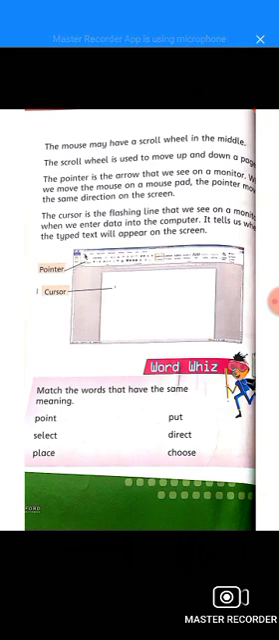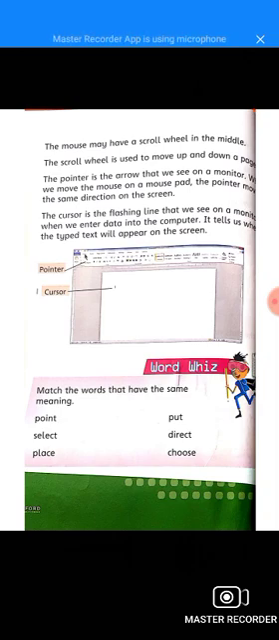Okay, and the cursor is the flashing line that we see on the monitor when we enter data on the computer. It tells us where the text will appear on the screen when we type. Okay, look at the pointer and the cursor. They are given in your book on the same page.